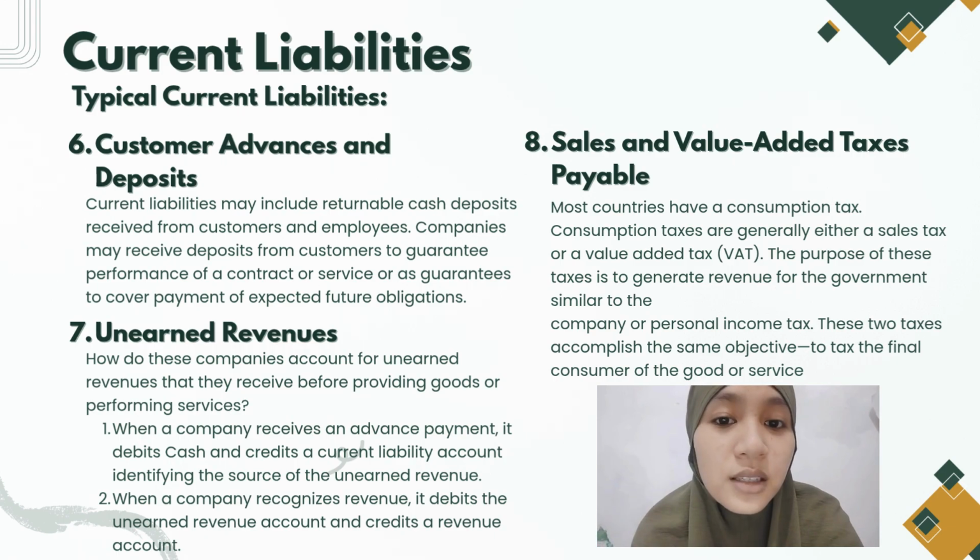And the eighth one is sales and value added taxes payable. Most countries have a consumption tax. Consumption taxes are generally either a sales tax or value added tax. The purpose of these taxes is to generate revenue for the government, similar to the company or personal income tax. These two taxes accomplish the same objective: to tax the final consumer of the good or service.